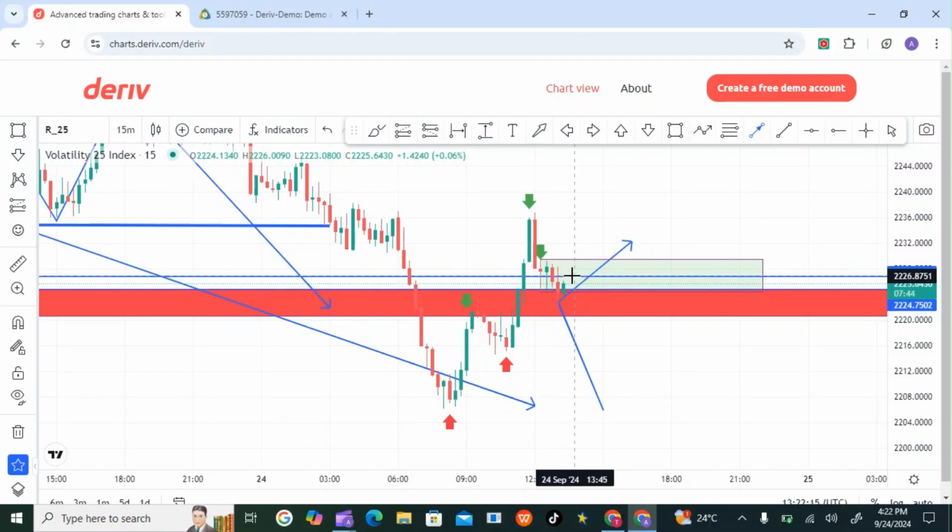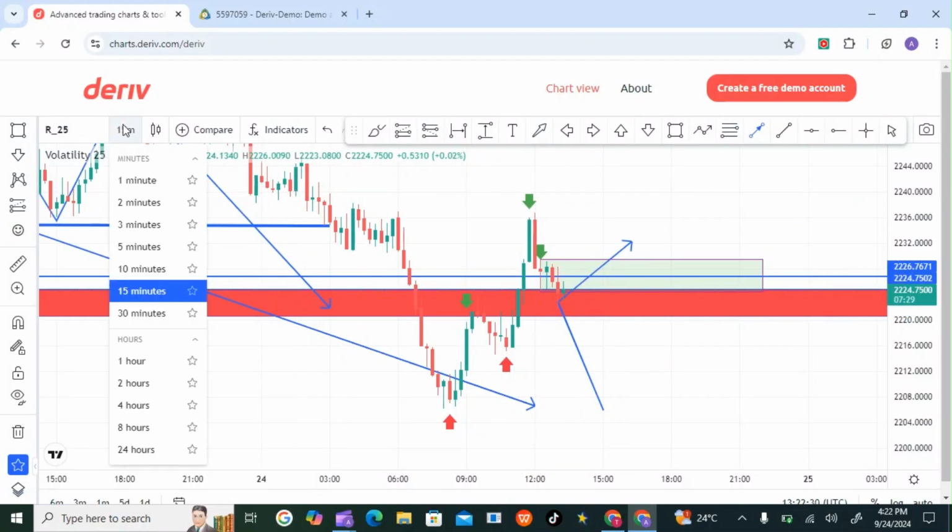Now it creates something called change of character, because this acts like an order block. So let's move to the 5 minutes and see.